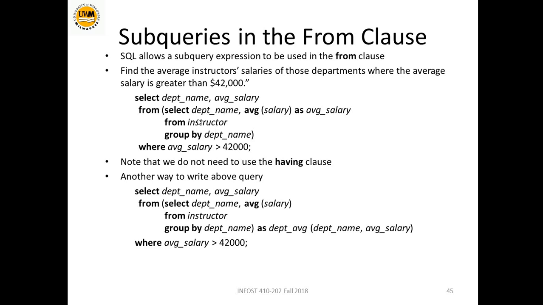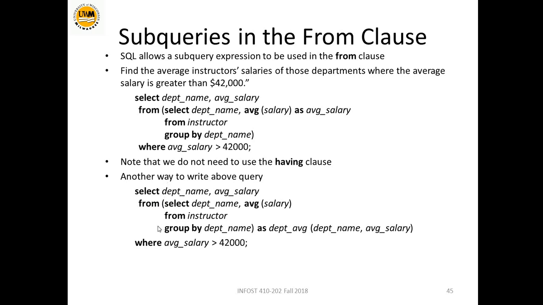So I will create a table in this subquery, and then I will use it to select all the department names with average salary that is greater than 42,000. You can do it in two separate queries, but here we are doing it in one query. Okay.